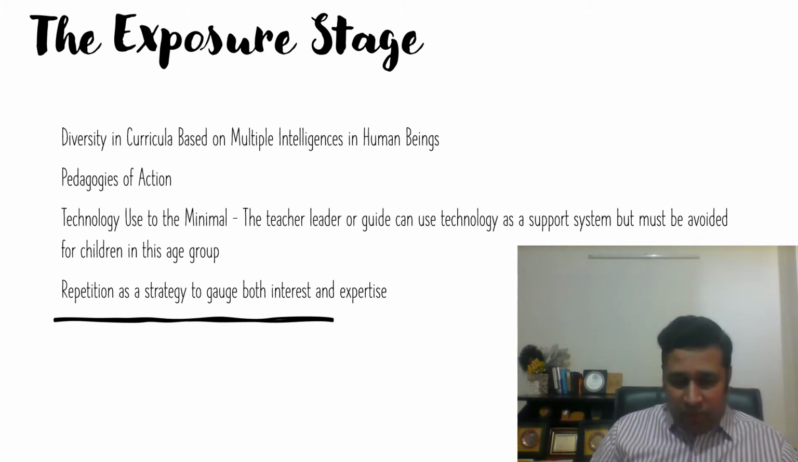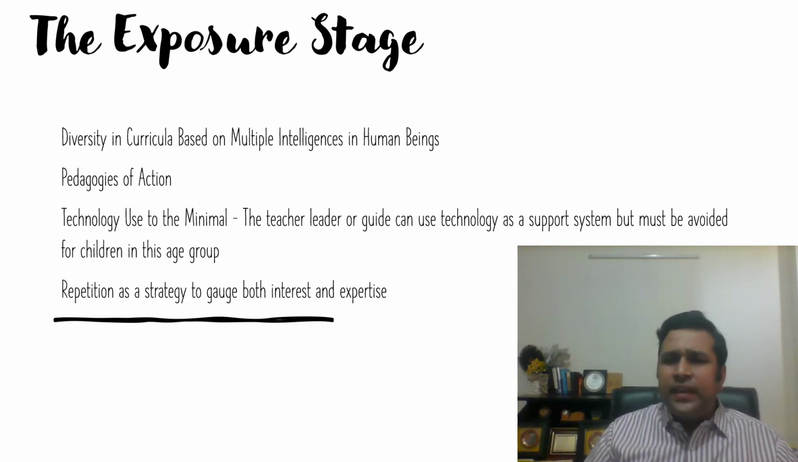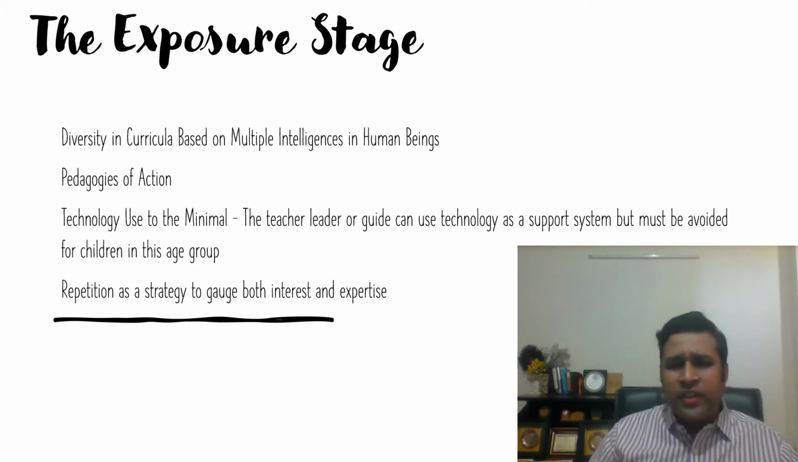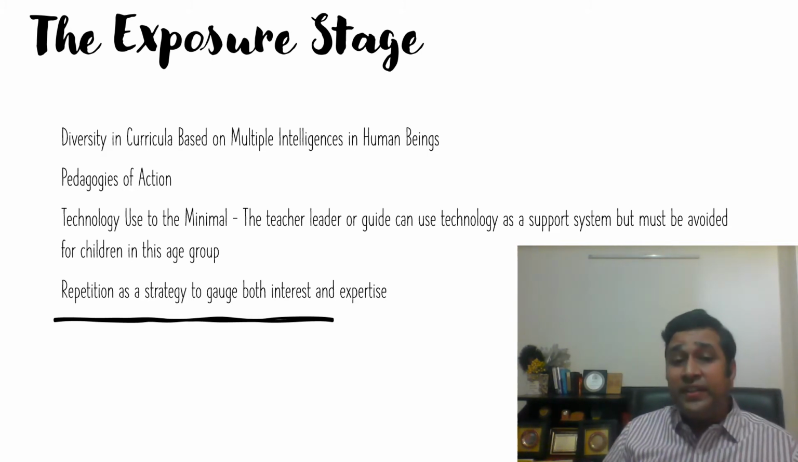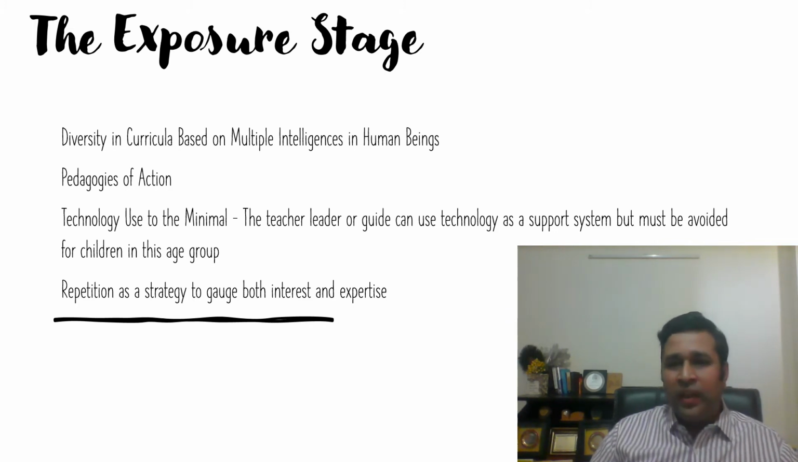The third thing, very importantly, is that technology use has to be kept to the minimum. Technology is not at all required at this stage. Obviously, for entertainment sake, there can be some exposure to technology, and today's children, because of availability of a lot of gadgets in their home environment, are going to learn technology, and they are going to get exposed to its negative aspects very quickly. But you need to curtail that technology use to the very minimal, and the teacher, leader or guide can use technology as a support system, but it must be avoided for children of this age group in terms of using it as a real time pedagogy.